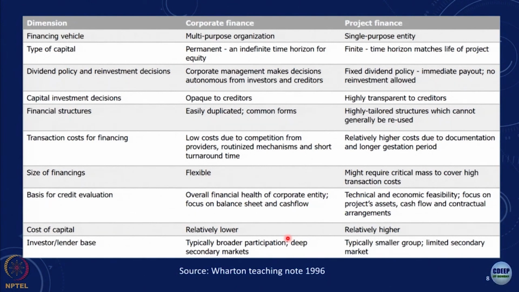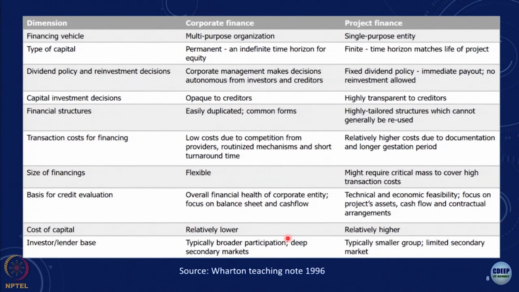In the case of project finance, there is a finite project timeline, and often it matches the life of the project, and you are getting the returns during the life of the project. There are different policies in terms of reinvestment and dividends, and the corporate management makes the decisions. It's autonomous from the investors and creditors. Of course, investors and creditors are informed. In the case of project finance, there's a fixed policy, immediate payout, and no reinvestments allowed.